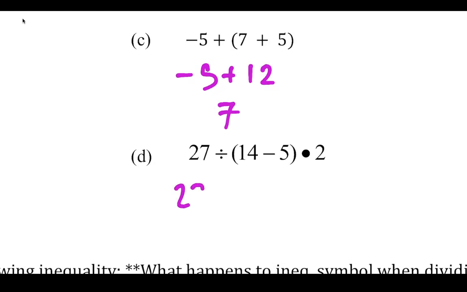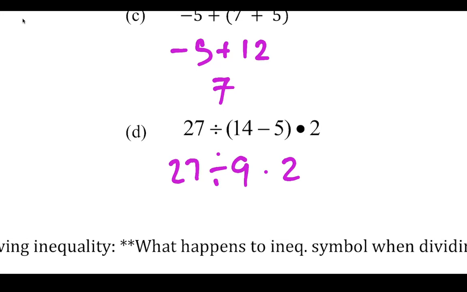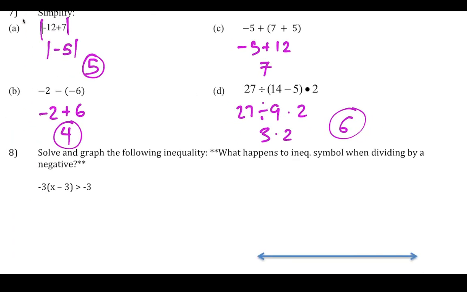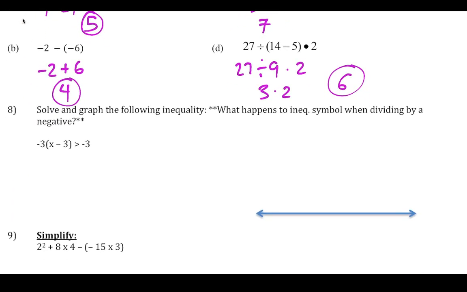Second one, 27 divided by parentheses first, 9 times 2. Now if I have that division and multiply, you go from left to right. So 27 divided by 9 is 3, times 2. This answer is 6.